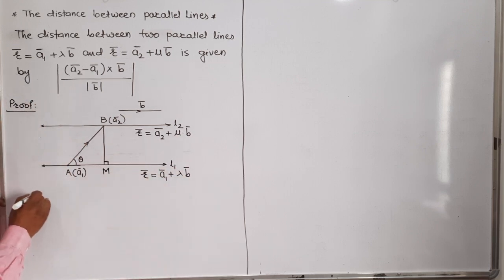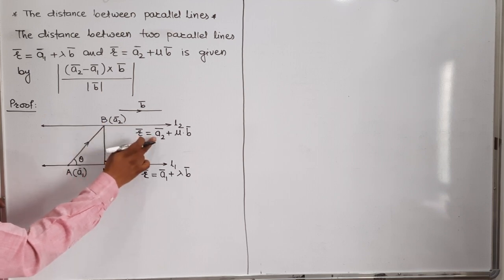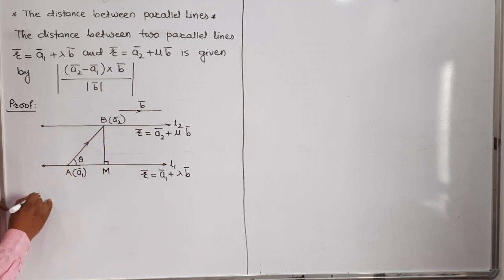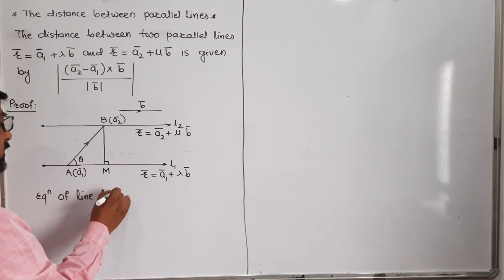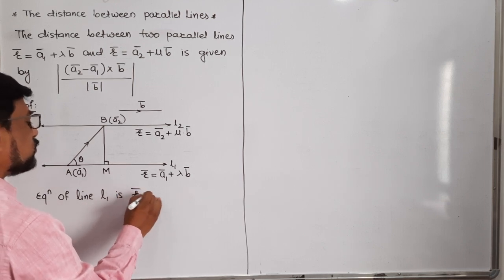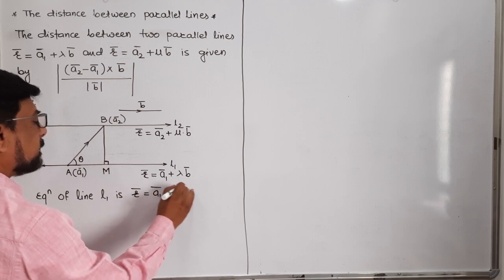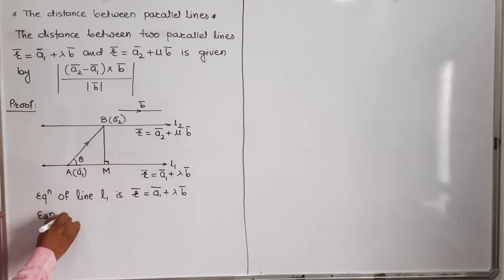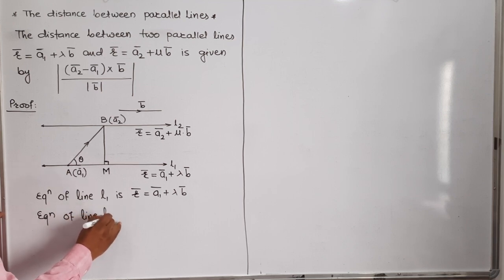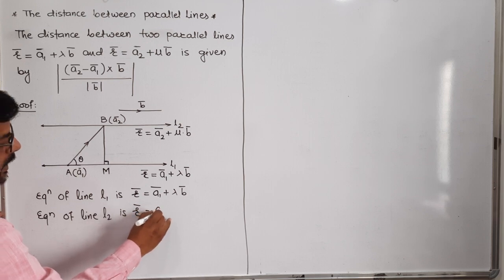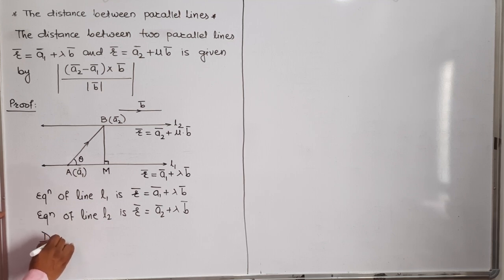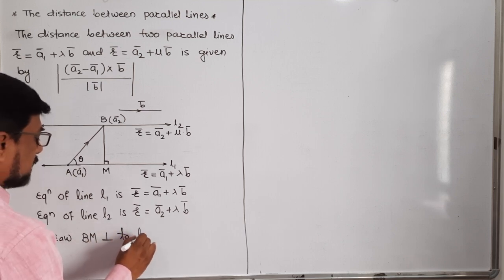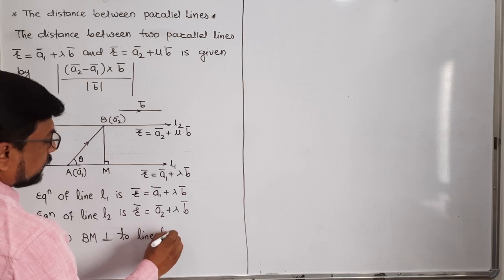अब देखिए, जो पॉइंट है B फ्रॉम ऑन द लाइन, हम लिखेंगे यहाँ पे इक्वेशन ऑफ लाइन L1. Equation of line L1 is R vector is equal to A1 vector plus lambda into B vector. Equation of line L2 is R vector is equal to A2 plus lambda into B vector. Draw BM perpendicular to line L1 from B.